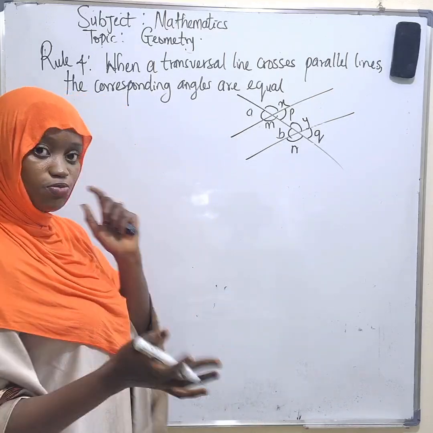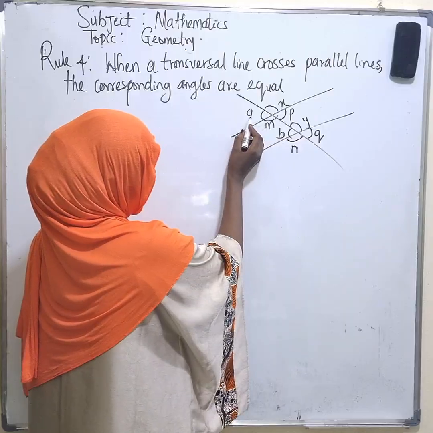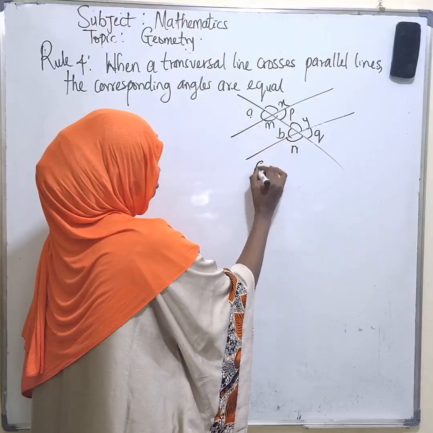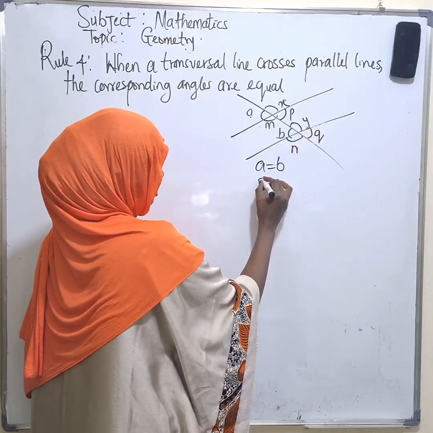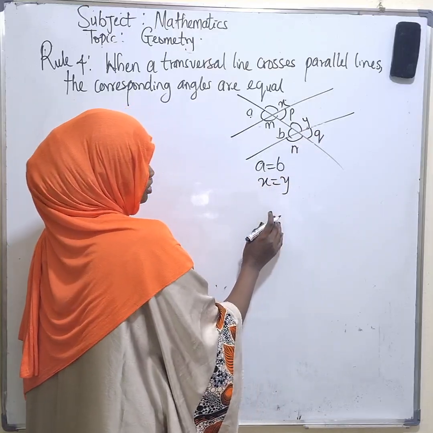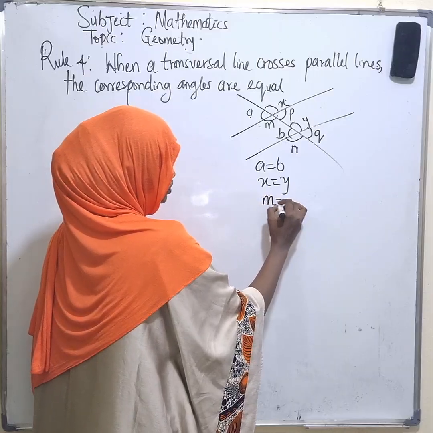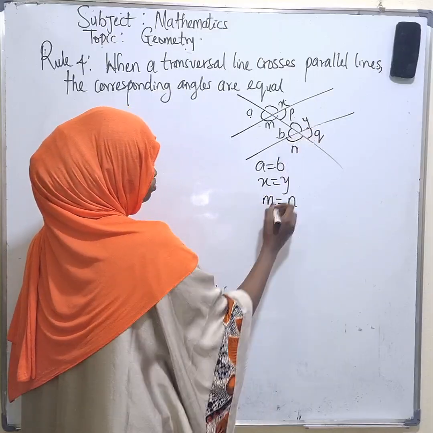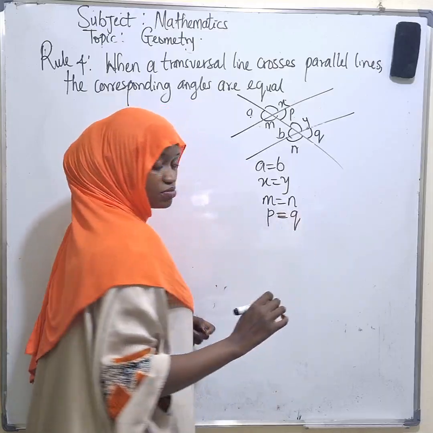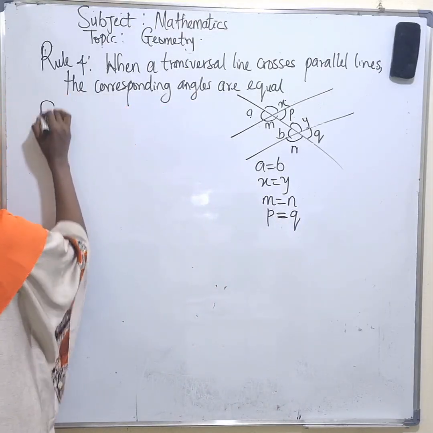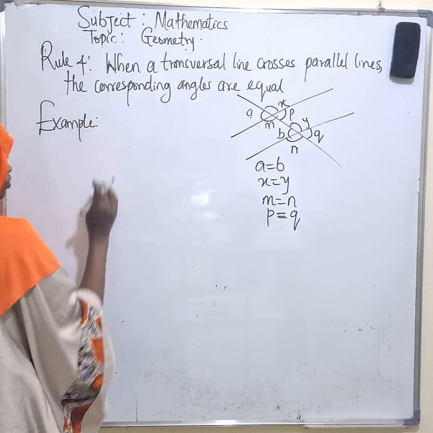It says corresponding angles are equal. Corresponding angles here: A is corresponding to B. That means A is equal to B. X is corresponding to Y, so X is equal to Y. M is corresponding to N, meaning that M is equal to N. And then angle P is equal to Q. This is what it means. Let's solve an example for better understanding, right?